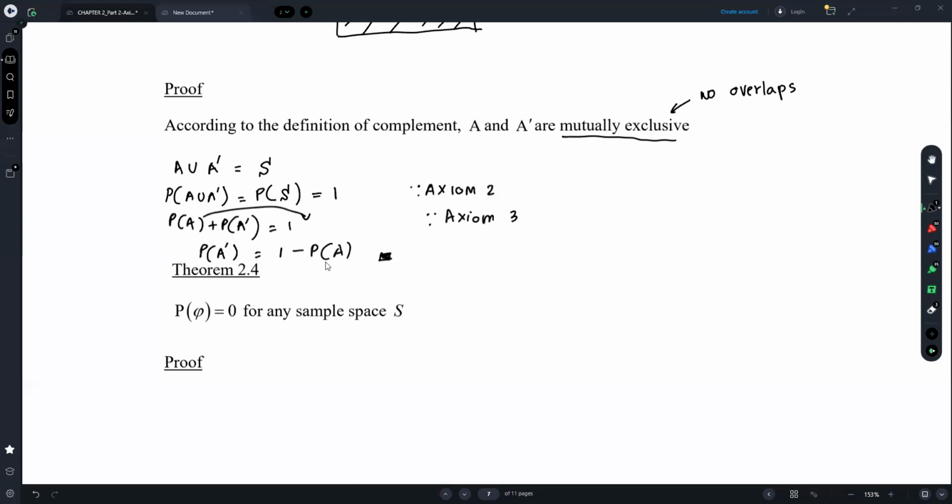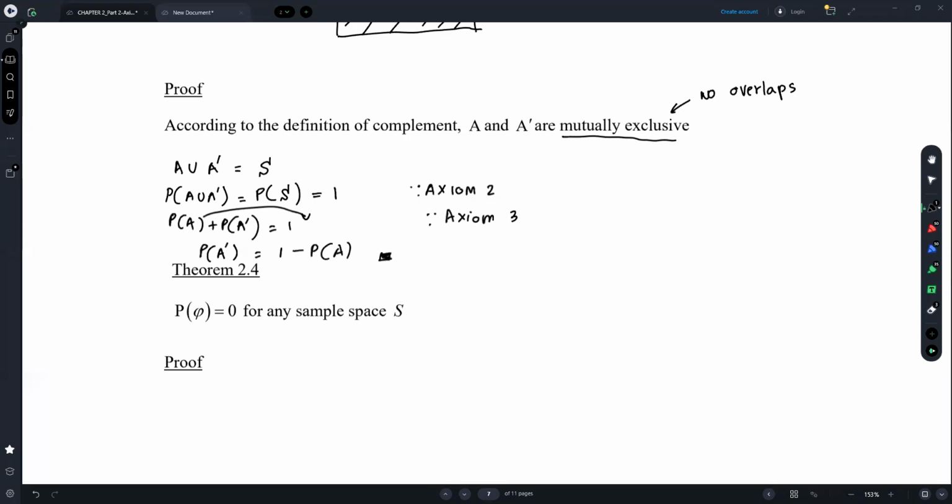And you can use this all the time when you know the probability of a certain event. If you want to find its complement or the not of it, you can always do 1 minus that probability of the given event, right? So this is a very useful theorem, and we will be using it a lot in probability calculations, right? And the next one, the probability of an empty set or empty event, is going to be 0 for any sample space, right? So that's obvious because the whole sample space is 1, then the rest will be nothing. So that probability will be 0, right?